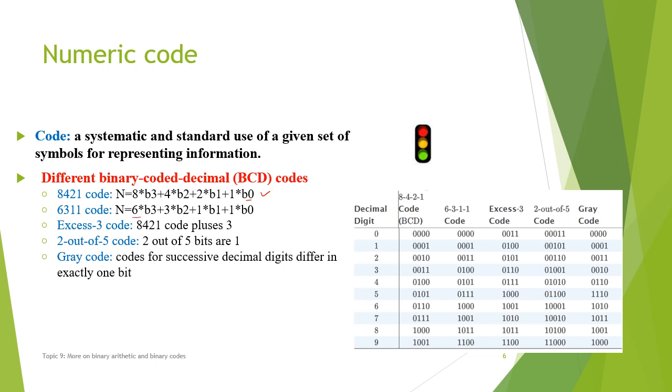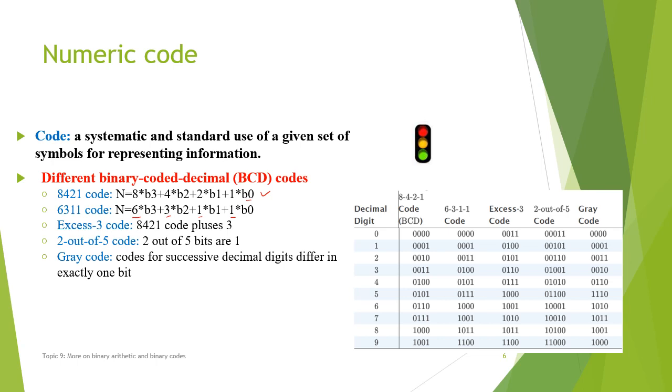Basically, just change the weight of each bit. That's how you calculate it. And we have XS3 code. Basically, it's equal to 8421 code plus 3. And we have 2 out of 5 code. In this code, 2 out of 5 bits are 1. So we have 2 ones in the 5 bits.